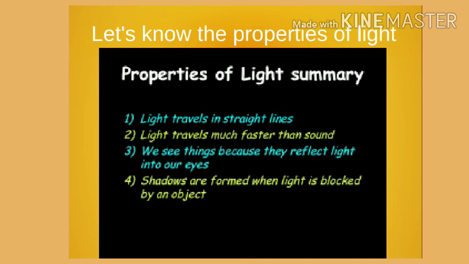When you light a torch in darkness, you can see that the light travels in a straight line. That is, the light is coming from the torch in a straight line. Light travels much faster than sound. That's because we see lightning first, then we hear the sound of thunder. Thunder and lightning are formed at the same time, but light travels much faster than sound. So lightning reaches first, then we hear the sound of thunder.